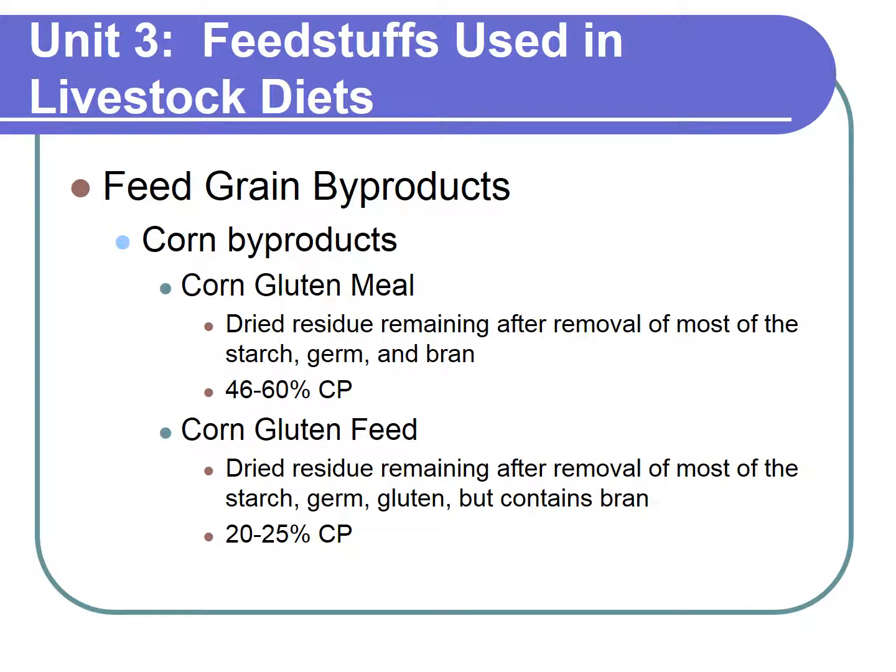Moving to the next slide, let's talk about some byproducts, like of the corn industry. Corn gluten meal is available out there. It's a high protein feed, about 46 to 60% dried residue there when you remove some of the products out of corn, depending on what processing it's going through. Corn gluten feed is a little bit lower in protein because it contains the bran. So that one might be another one that you make.